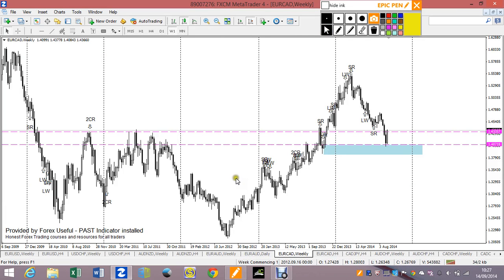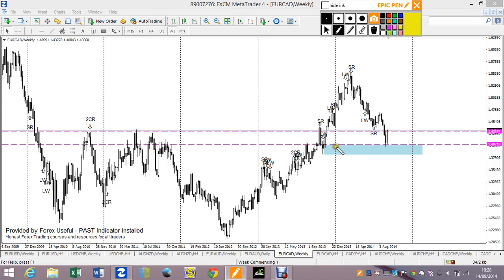that's EuroCAD. Again, a lovely support zone here between the two dashed pink lines, big bullish candle off of this area here, which is where the last up leg came from, so there are probably buyers still lurking in this zone here.